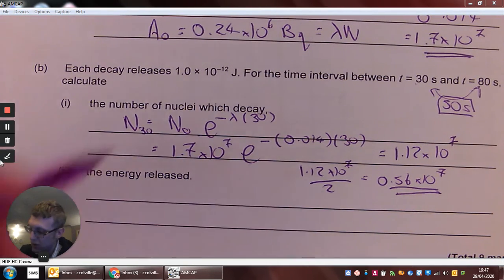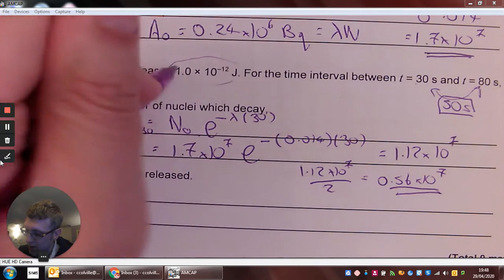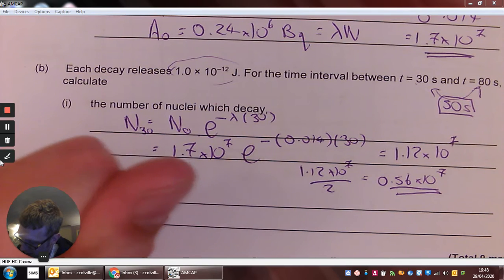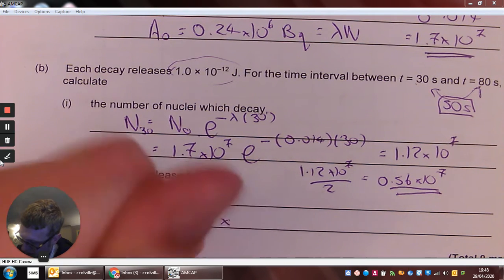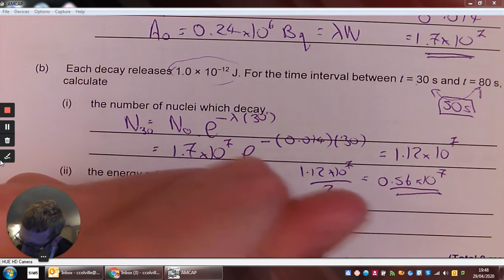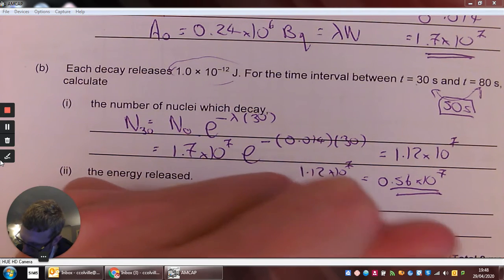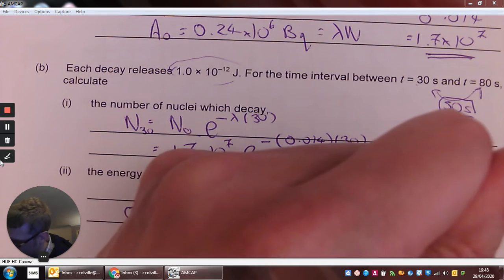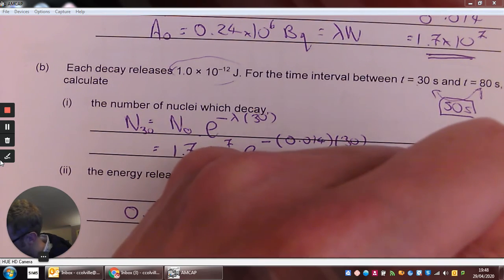Calculate the energy released. Well, they've told me that for every decay, that's the amount of energy that's given out. So I've had 0.56 times 10 to the 7 decays. Each decay gives me that many joules of energy. So 5.6 times 10 to the minus 6.